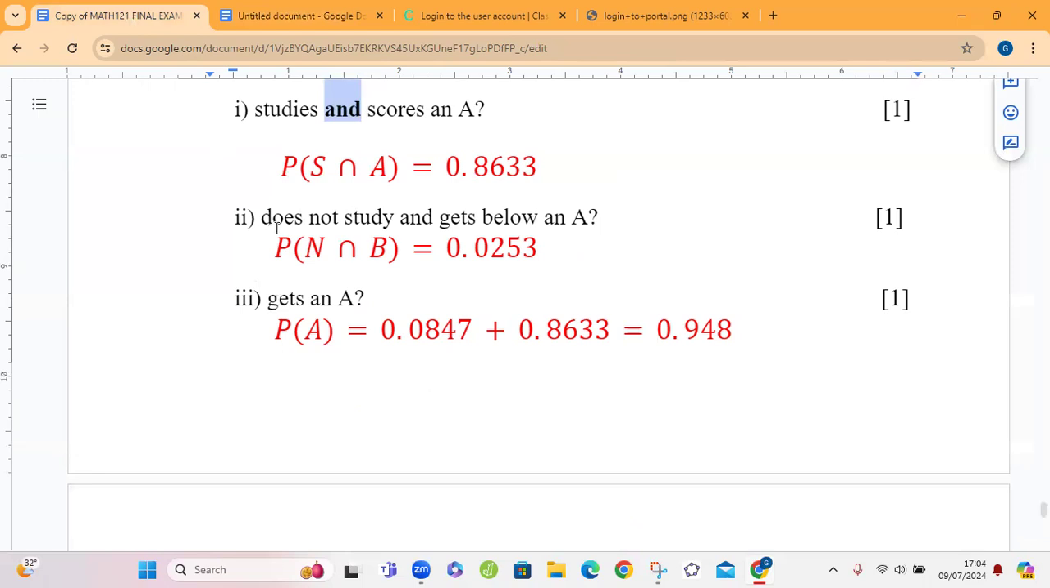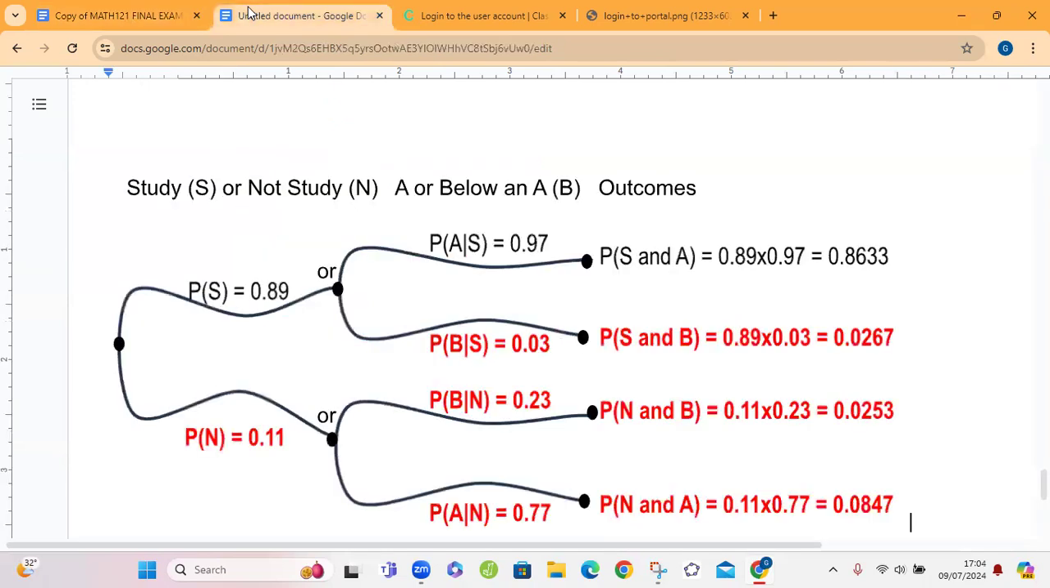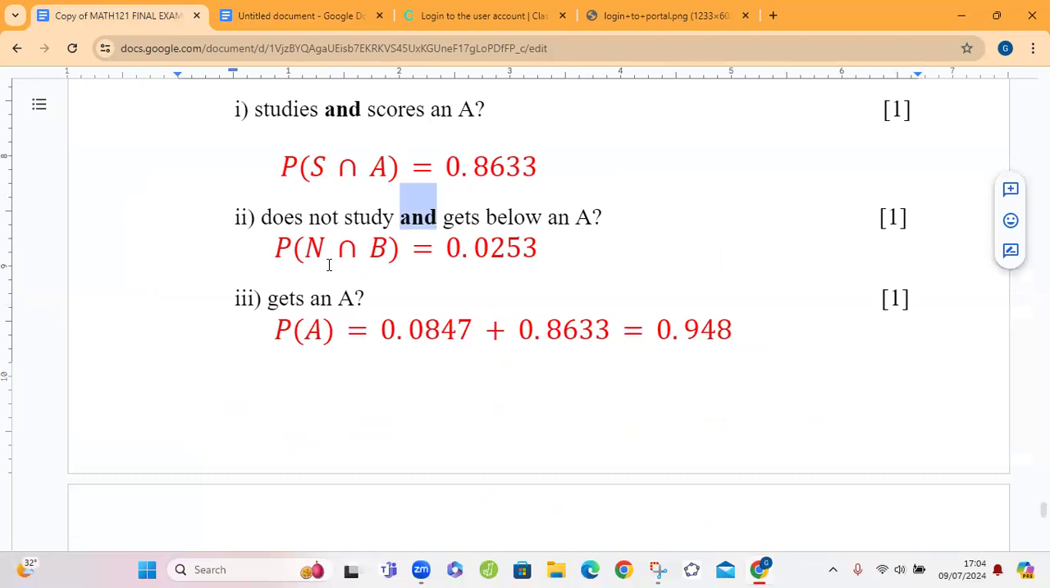What is the probability of him not studying and getting below an A? What is the probability of that happening? Not studying and getting below an A. Here it is, which is 0.11 times 0.23, 0.0253. Probability of him not studying and getting below an A.